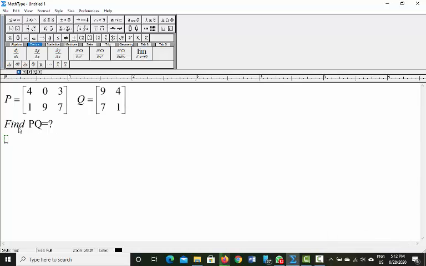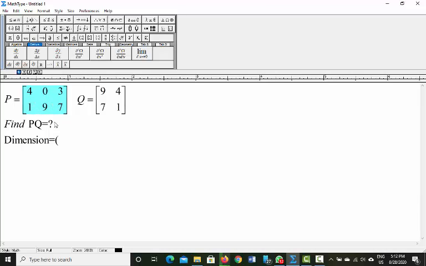So now we will multiply matrix P with matrix Q. Before we multiply these two matrices, first we need to identify whether we can multiply them or not. To identify whether multiplication is possible or not, we need to identify the dimension of both matrices. The dimension of the first matrix is what? That means the dimension of this matrix. So first we need to identify the dimension of this matrix.